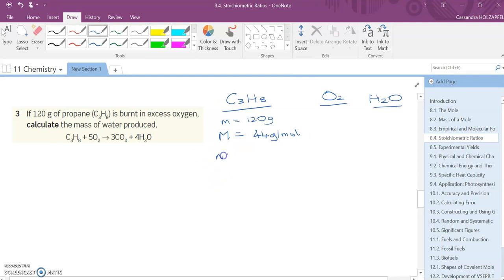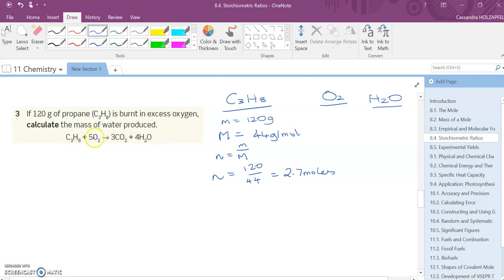So the number of moles is going to be equal to the mass divided by the molar mass. So again, that just came from rearranging that equation. So my number of moles of this that's going to be reacting is 120 divided by 44. So 120 divided by 44 is about 2.7. So 2.7 moles.